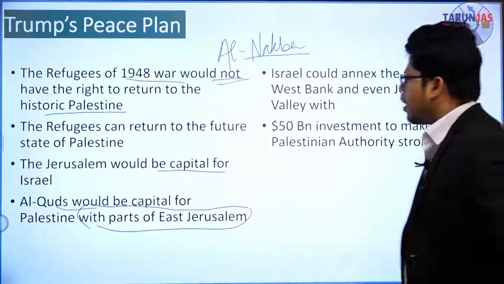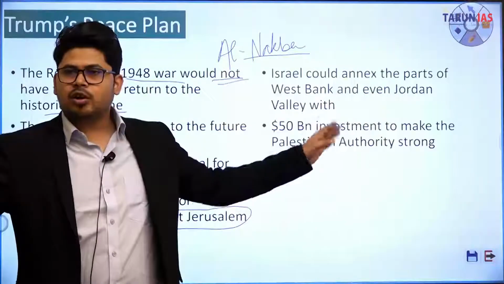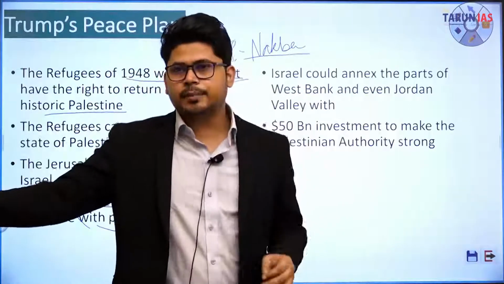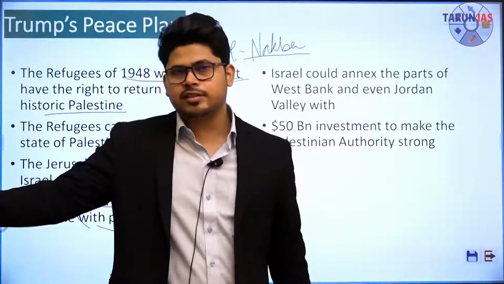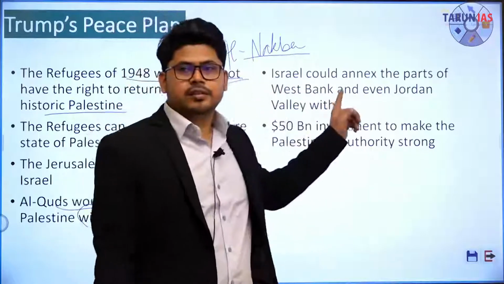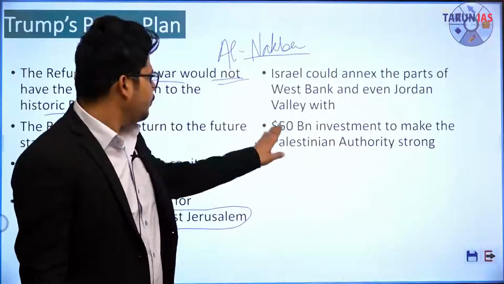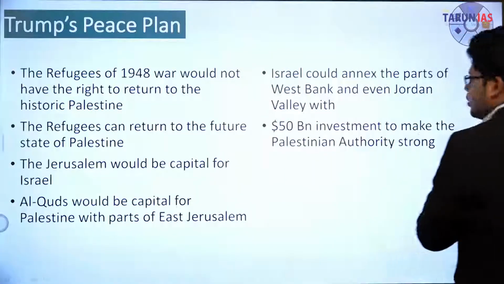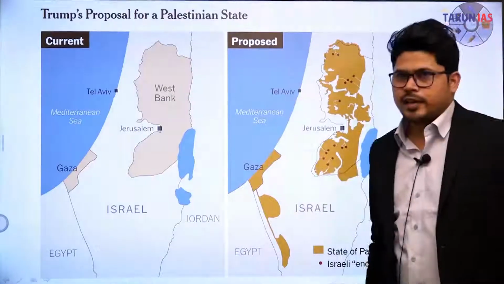Israel could annex the part of West Bank, and this is very controversial in the sense it acknowledges the right of Israel to annex parts of West Bank. That means it tries to legitimize the colonies that Israel has built in West Bank, ठीक है? And even Jordan Valley. Jordan is the river, ठीक है? There is also a 50 billion investment to make Palestinian Authority strong. ठीक है? So these are Trump's proposals for a Palestinian state.